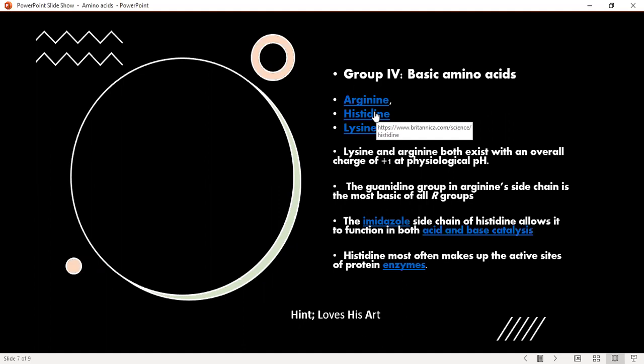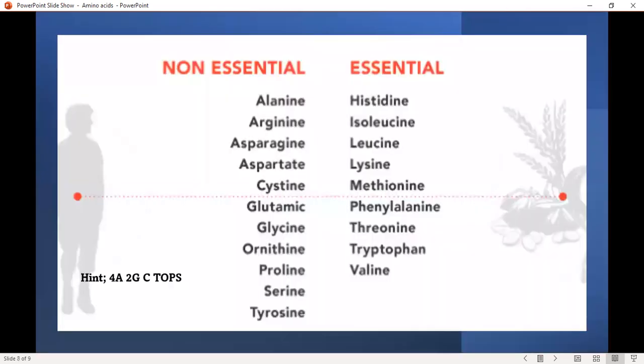Moreover, histidine contains a side chain which has an imidazole ring in it, and it can act as an acid as well as a base during catalysis, and it also makes up the active sites of most of the proteins or enzymes. So these were the four types of amino acids.